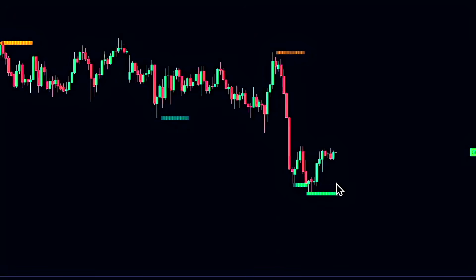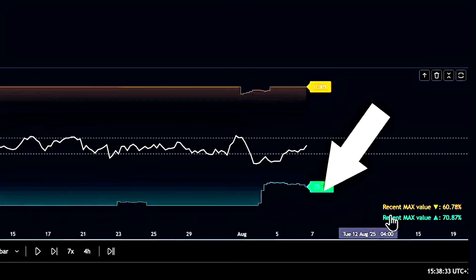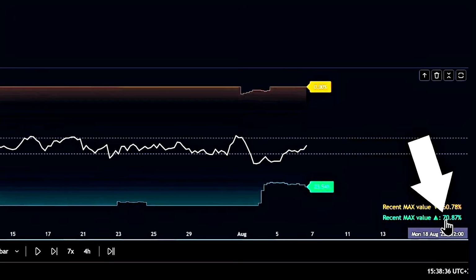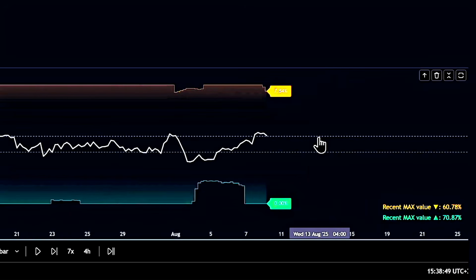If the number is small, you know the stretch isn't meaningful. If it's large and near or beyond the recent maximum shown on the dashboard, you know you're in rare territory. That's when you slow down, mark the level, and wait for the price action to confirm it.